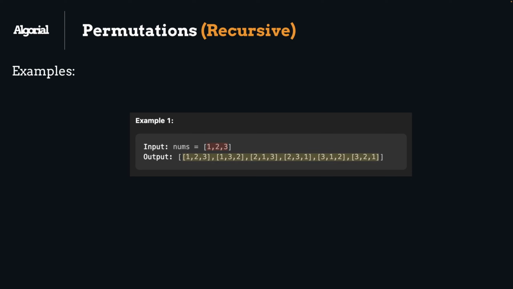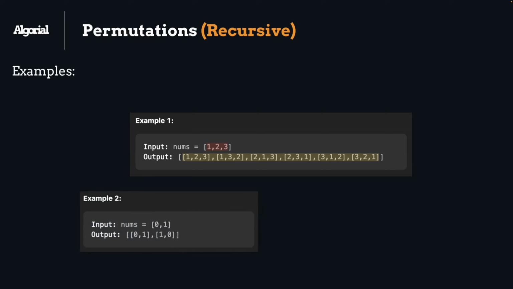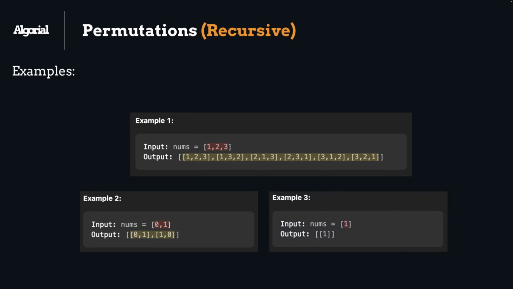here, there are 6 possible ways that we can arrange them next to each other, and our algorithm has to return them all. Second example, simple enough, 0 and 1, and there are only 2 possible ways that we can arrange them next to each other. And finally, a single value, which we might return inside of an array.